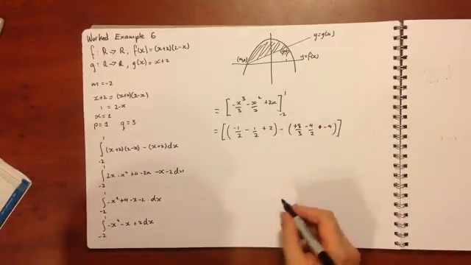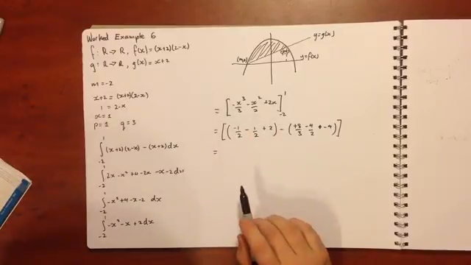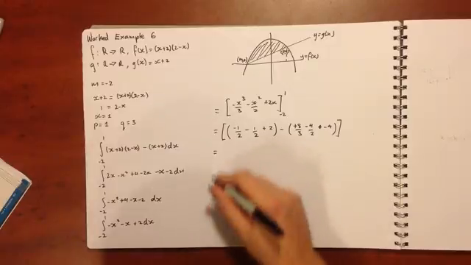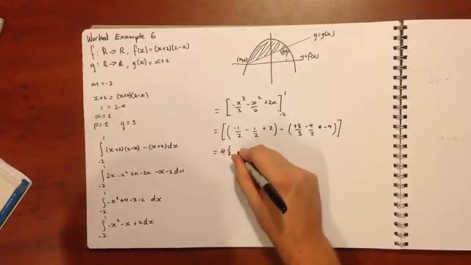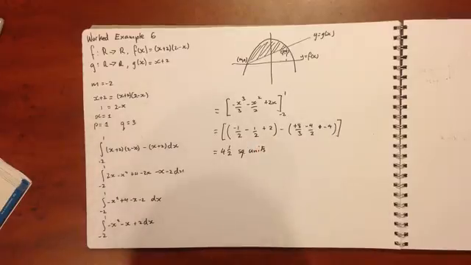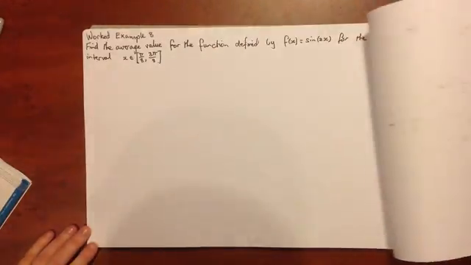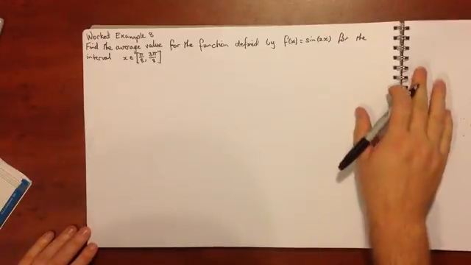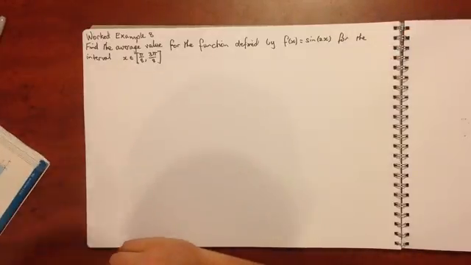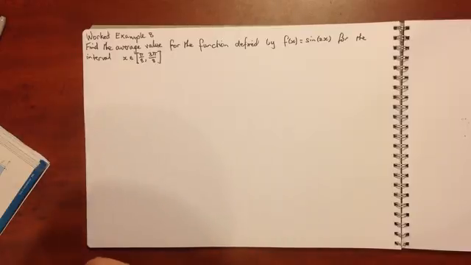So when we simplify our two brackets and bring everything together, what we end up with is 4.5 square units. So that's worked example 6. There is a worked example 7 if you want to have a look at that one as well. It's along similar lines, so I'm just having a look at worked example 8.